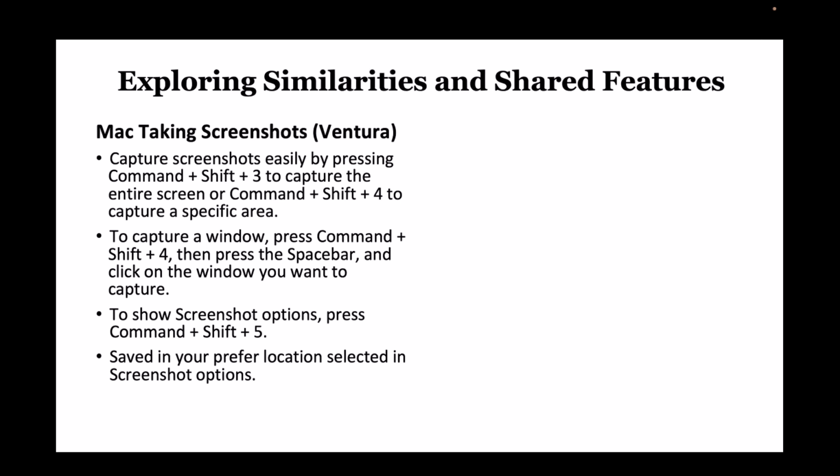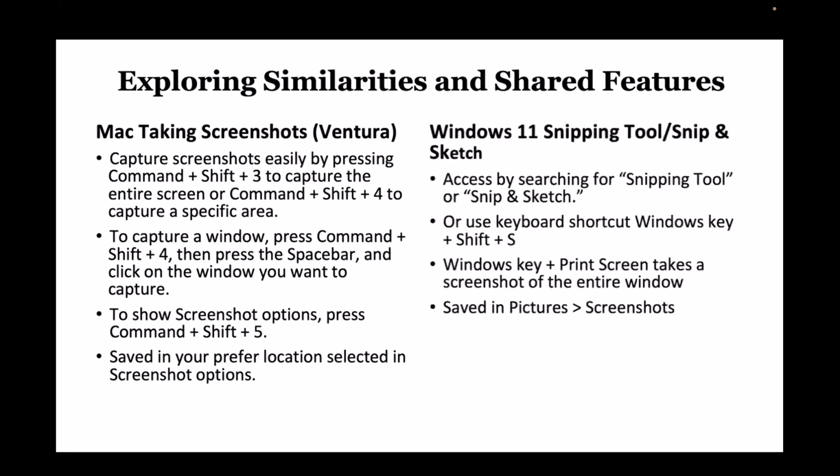If you're using Windows, they have something called the Snipping Tool. You can access it by typing in Snipping Tool or Snip & Sketch, or you can use a keyboard shortcut, which is the Windows key plus Shift plus S. The Windows key plus Print Screen takes a screenshot of the entire screen, and your screenshots are saved in Pictures, in the folder called Screenshots.